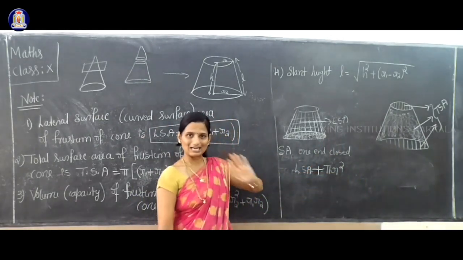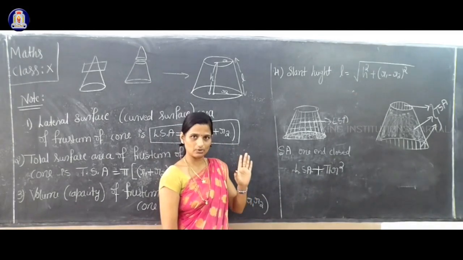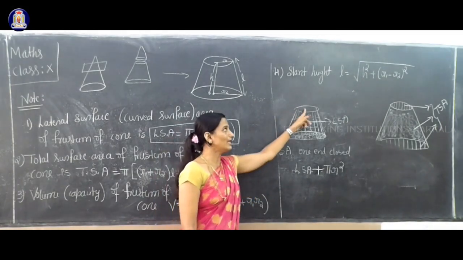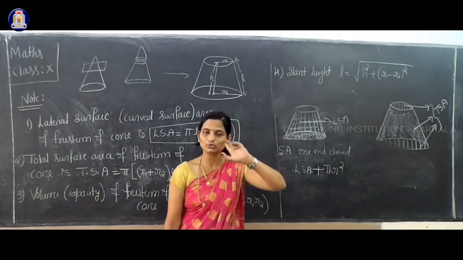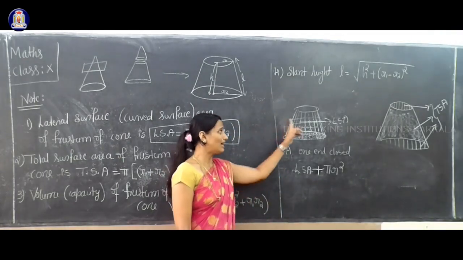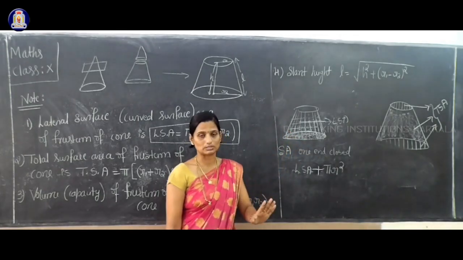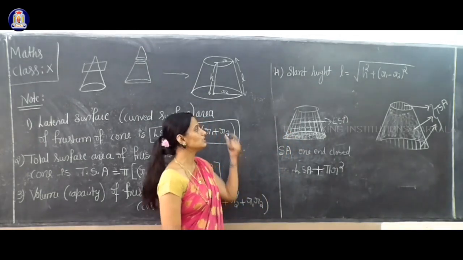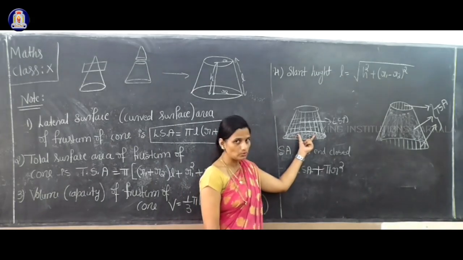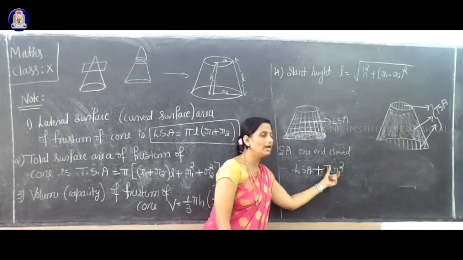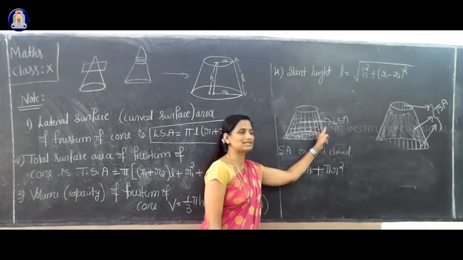We can't take lateral surface area. Clear, not understood? Because one end is closed, we can't use total surface area, and we can't use only lateral surface area either. So which formula is to be used? For the end which is closed, use that formula, and the remaining is lateral surface area.